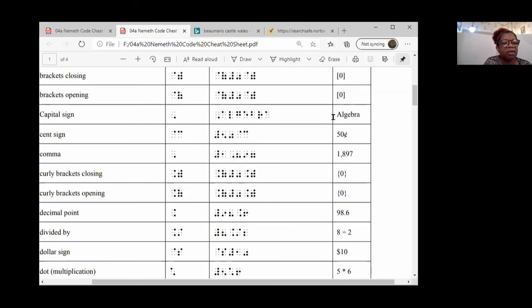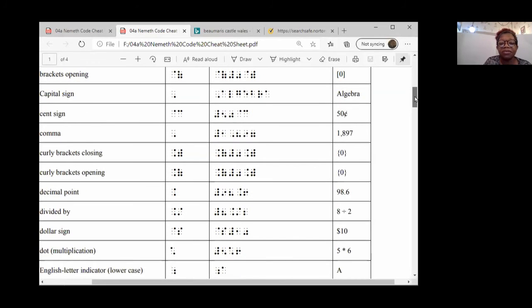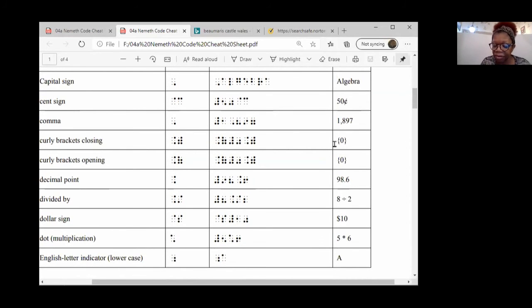Okay, and another one we're going to do is the curly brackets. That's those little curly things underneath your backspace on your regular keyboard. So, you know, when you're showing what a set looks like, that's when you use these. I don't know if you've had sets and subsets yet, but I thought it's time for you to learn these Nemeth signs.